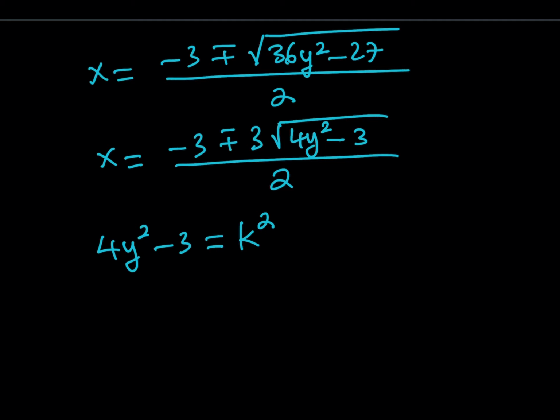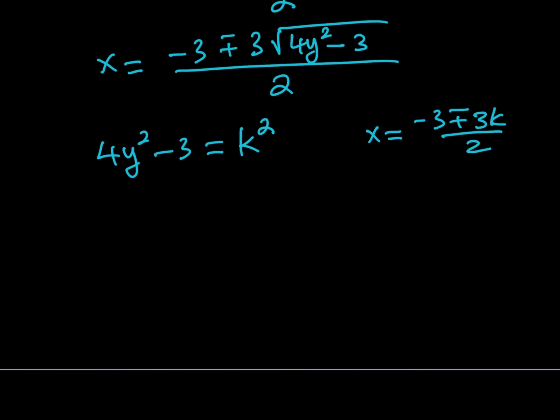So I use k. Okay, so if that's the case, now notice what happens if 4y squared minus 3 is equal to k squared, then you would get something like x equals negative 3 plus or minus the square root of 3 times the square root of k squared, which is k, so you'll get something like this. Well, this can be an integer, at least it has a chance, right? Cool. So, as it is, this equation doesn't really tell us much because what am I going to do with 4y squared minus 3?